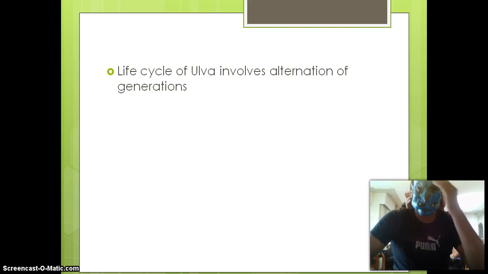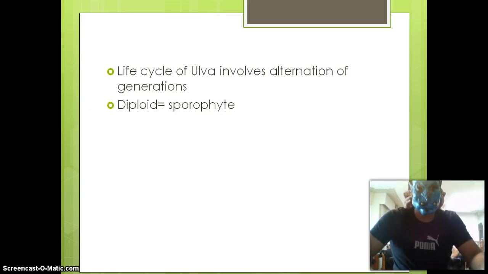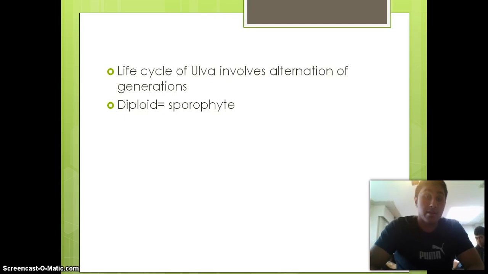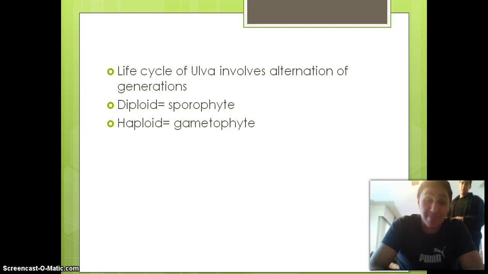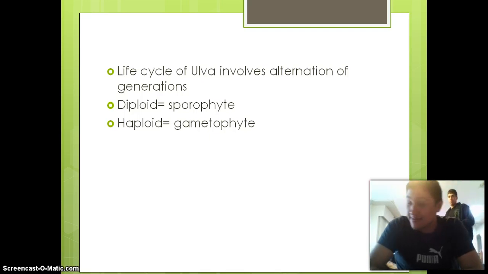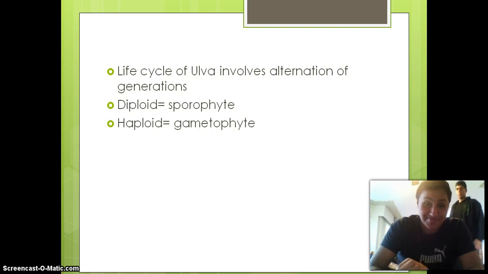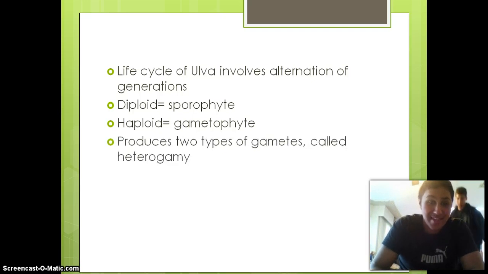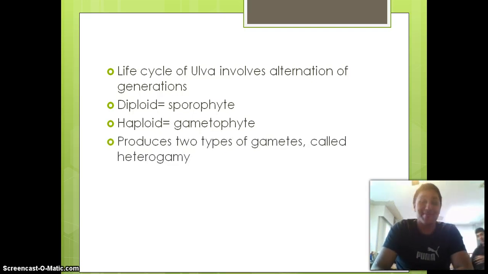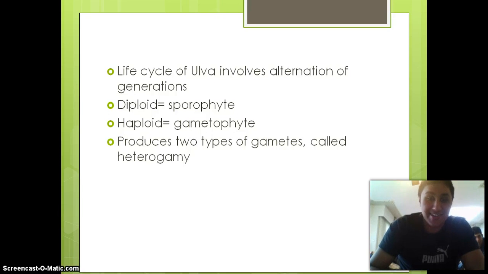The life cycle of Ulva involves the alternation of generations. They are diploid. Sporophyte means spore producer. The haploid plant is called the gametophyte. It produces two types of gametes, and that is called heterogamy.